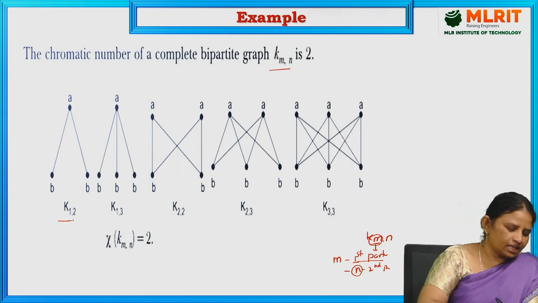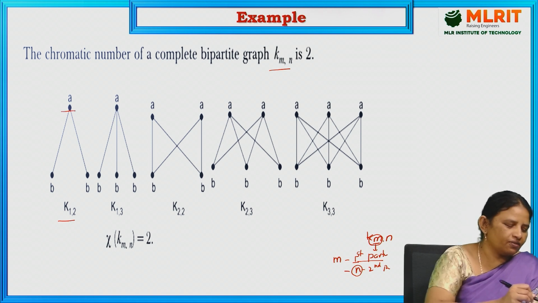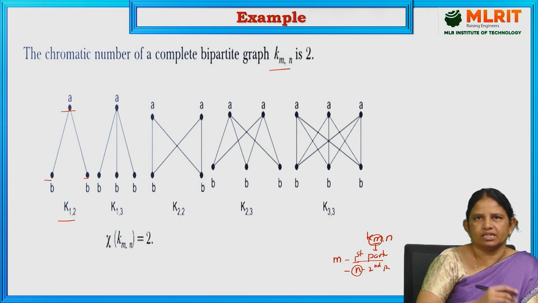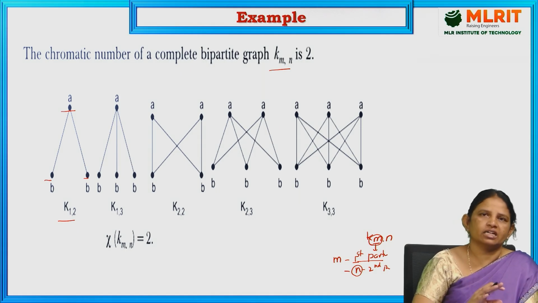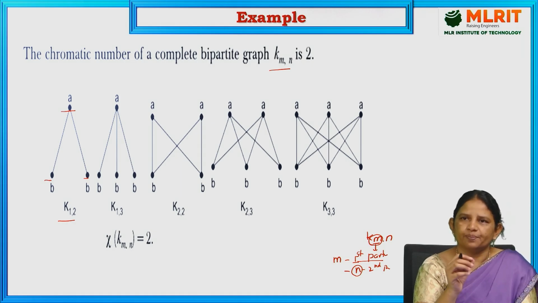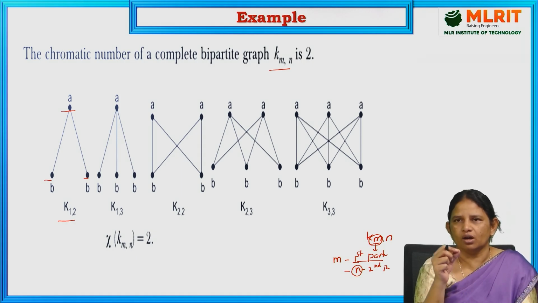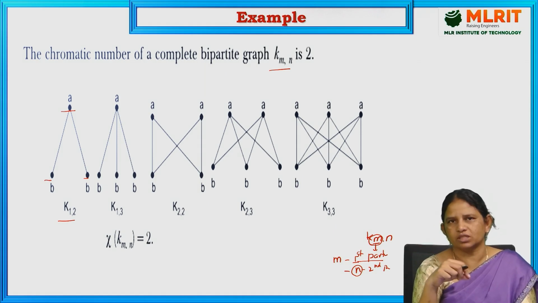First one is K12. That means the first partition consists of one vertex and the second partition consists of two vertices. It is a bipartite graph. For all bipartite graphs, the chromatic number is 2. Now we need to verify whether this condition is satisfied for the complete bipartite graph. Complete bipartite means every vertex of the first partition is connected to all vertices of the second partition.